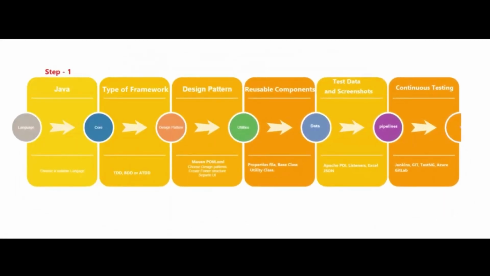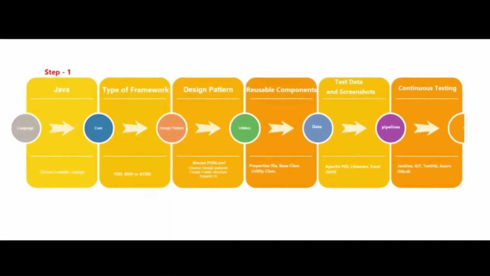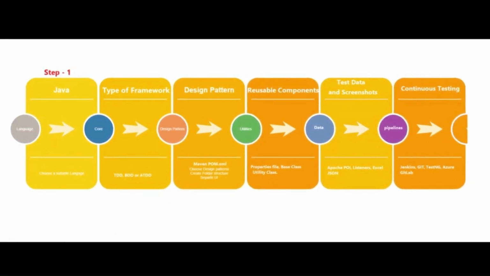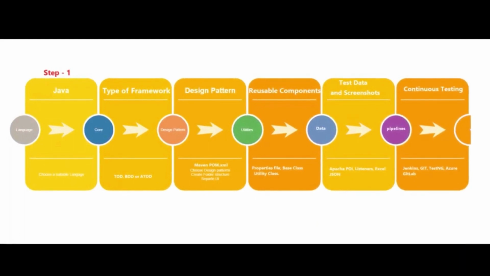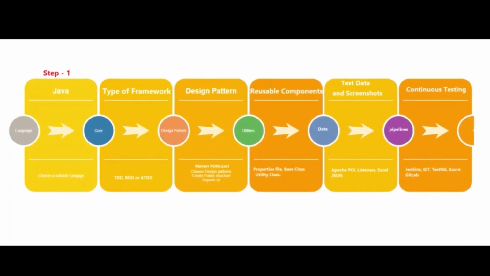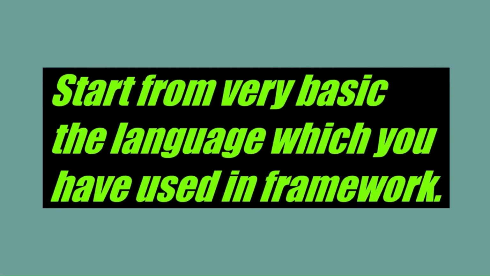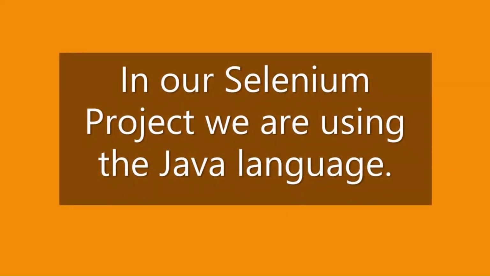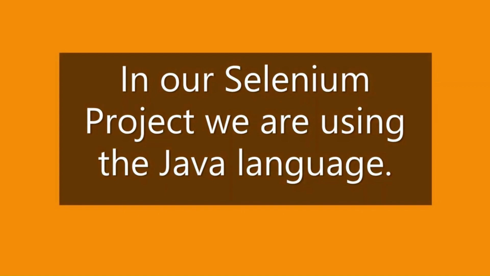So guys, here you can see I have divided different components of the framework into 6 parts. So let's understand how we can explain each component in an interview. Step 1 is language. Start from very basic, the language which you have used in your framework. So in our Selenium project, we are using Java language.